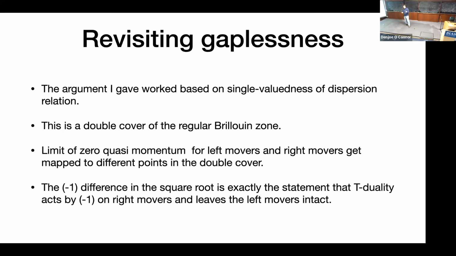So the fact that 0 and pi behave differently is the fact that T-duality works differently for left movers and right movers. There's a minus one. The minus one difference is basically the statement about how T-duality works. So T-duality ends up being embedded in the fact that these two things are at different points in k-space.